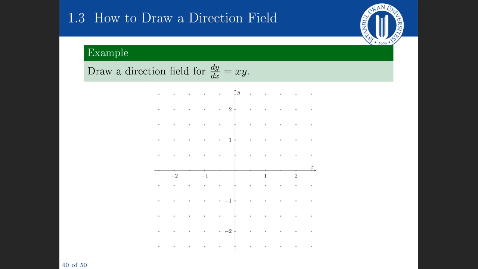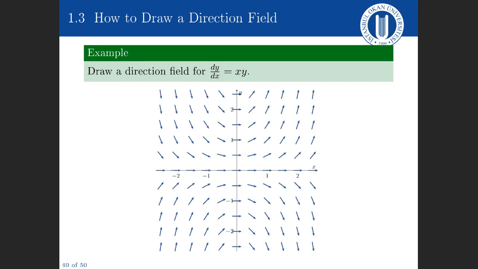One more example. Draw a direction field for dy dx is equal to xy. If you're re-watching this video, I encourage you to pause the video now and try to draw this yourself. I'm just going to show you the answer. Use the method that I showed you in the previous example. Calculate the arrows at a few points and then make some guesses, and we find that the direction field looks like this.